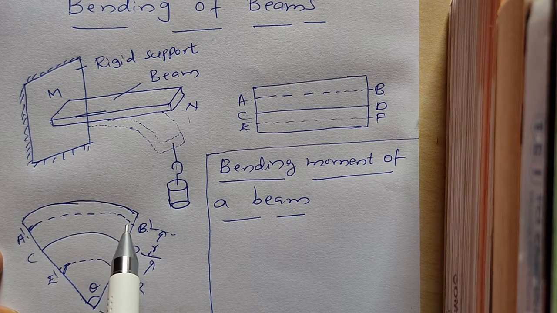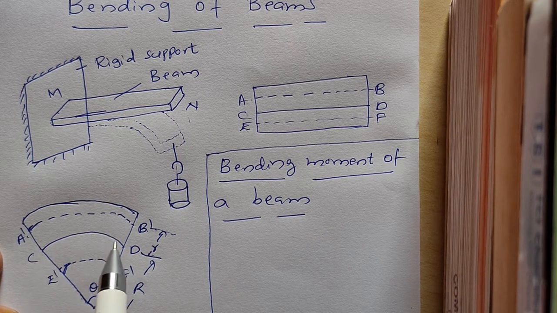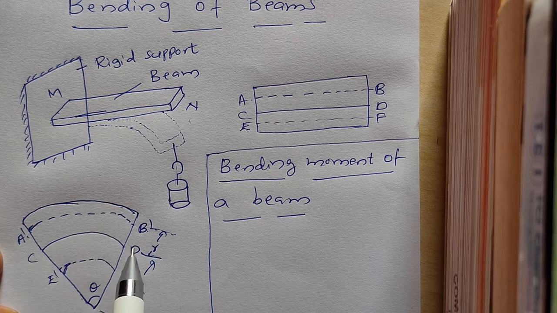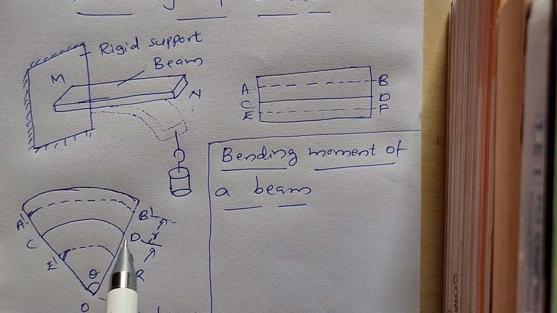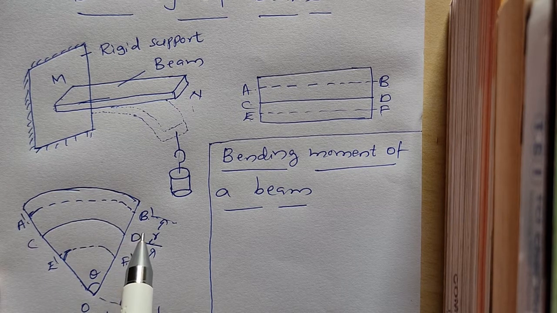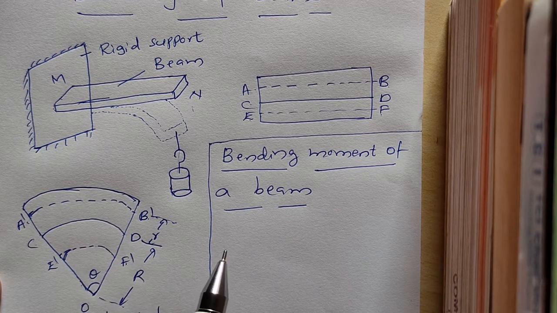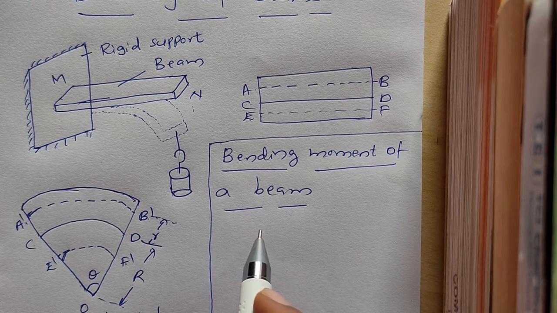And we will always find a layer in between these two filaments which is neither elongated nor contracted. That is the layer CD here, which is called the neutral surface. The line along which such a filament is situated is called the neutral axis. Now we will derive the expression for the bending moment of a beam. To derive the bending moment, we should find out what the stress and what the strain is in this case.